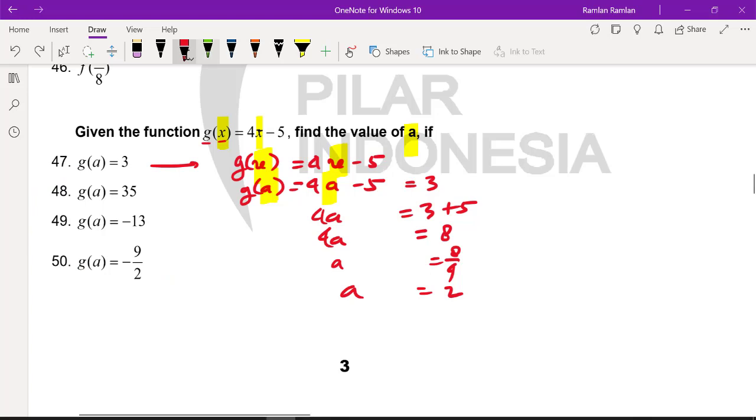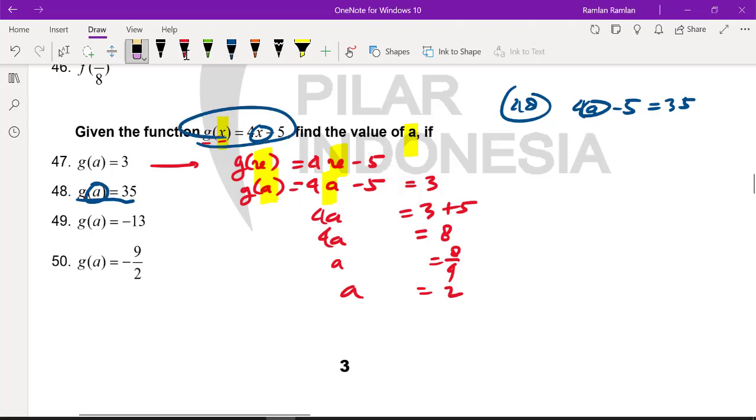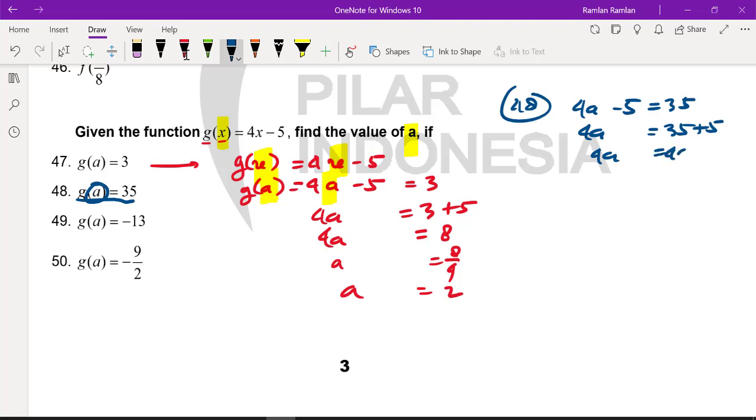I'm going to show you one more, for number 48, for example. Again, just g of a. So the 4x minus 5 becomes 4a minus 5. So it's 4a minus 5 equals 35. Again, x becomes a because this is g of a. The function is this one, right? So you only need to solve the equation. In here we have 4a equals 35 plus 5, right? Add 5 to both sides to get rid of this one. So there'll be 4a equals 40, divide both sides by 4, and you'll get 40 divided by 4, and a equals 10. Okay, so you have done this a million times, guys, so you can do it.